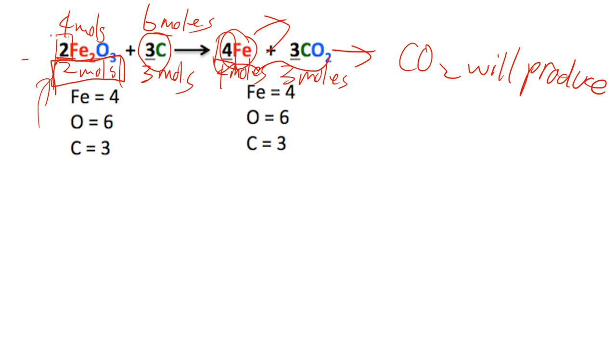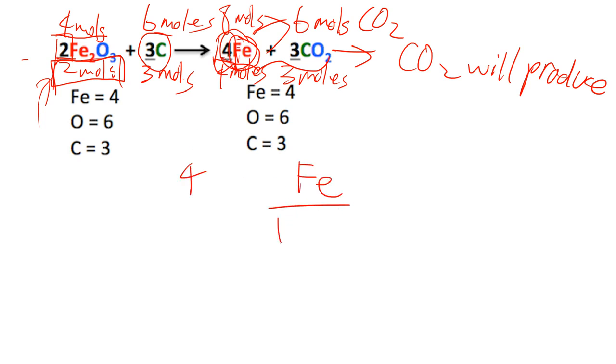What if we had 4 moles of iron oxide? We would produce 6 moles of carbon dioxide, and we would produce 8 moles of iron. Okay? And the reason for that is iron has a coefficient of 4. So the ratio of the amount of iron produced over the amount of iron oxide is equal to 4 over 2, because you have a coefficient of 4 over here and 2 over here.